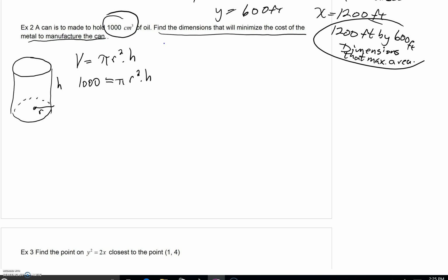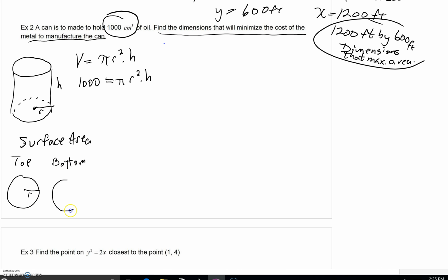Now, if you're going to minimize the cost, what on earth do you think we're really going to minimize? Not the volume per se. The volume has to be 1,000. The surface area. The surface area will be the material that's going to be needed. So if we were to look at surface area, guys, of this shape, I'm sure you can agree there's a top. It's a circle. There's a bottom. Every can's going to have a circle on the top, a circle on the bottom. By the way, this is pi r squared, and this is pi r squared.